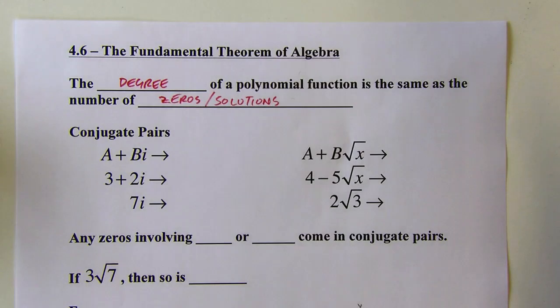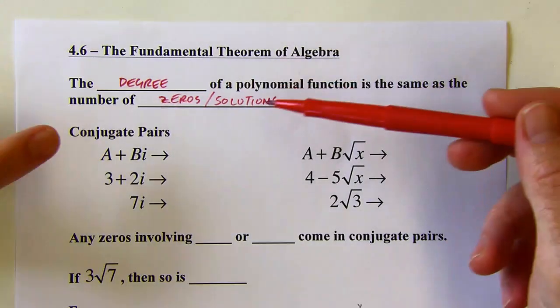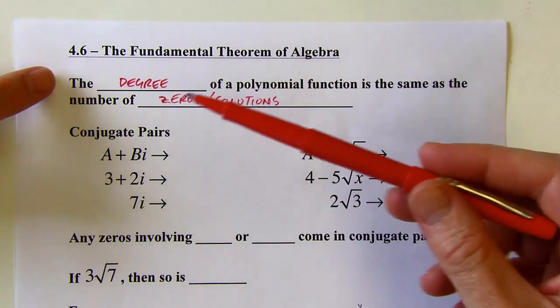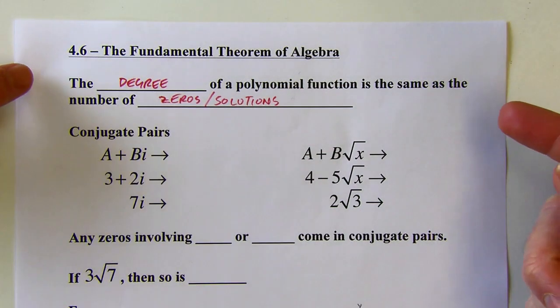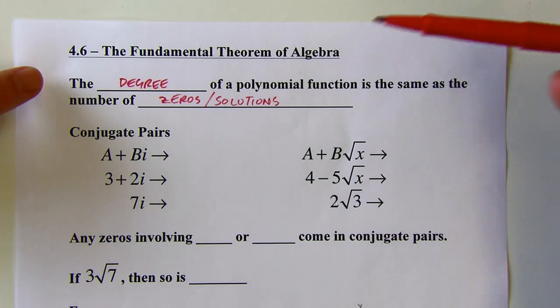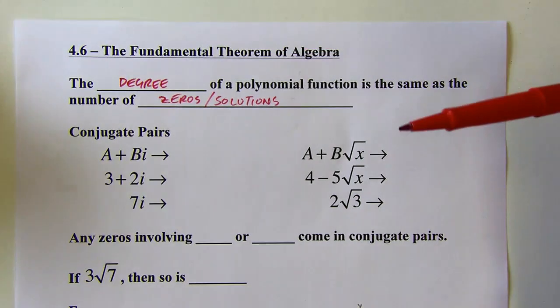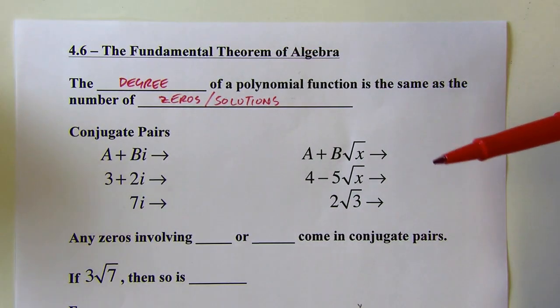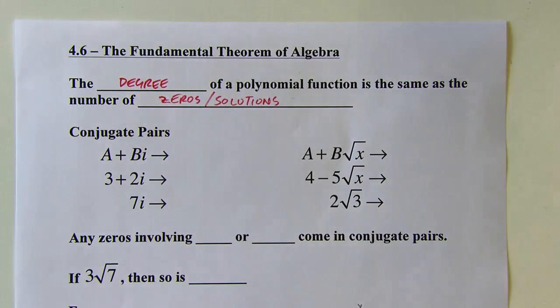Okay, the fundamental theorem of algebra. I had to restart the video, but I already wrote these in. But here's what it says. It says the degree of a polynomial function is the same as the number of zeros or solutions. So, for example, a seventh degree polynomial function would have 7 zeros or 7 solutions. Okay, and if it has the 13th degree, then it would have 13 zeros.